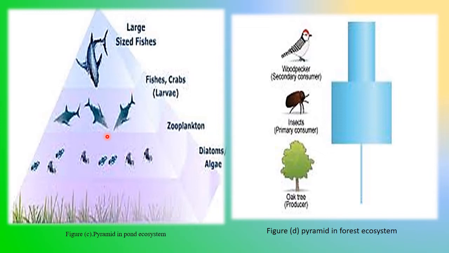Hence, it is clear from the picture we have cited in this example that the organisms tend to get bigger moving along the successive trophic levels. Predators such as fish need to be large enough to overcome their prey such as algae. It is clearly depicted in this picture, and due to the decreasing number and increased size, the base of the pyramid becomes wider and the apex becomes narrower, and hence the pyramid of numbers in the pond ecosystem becomes upright.